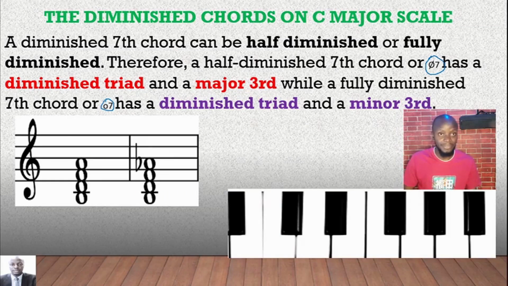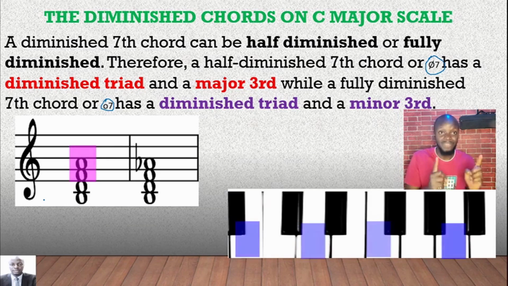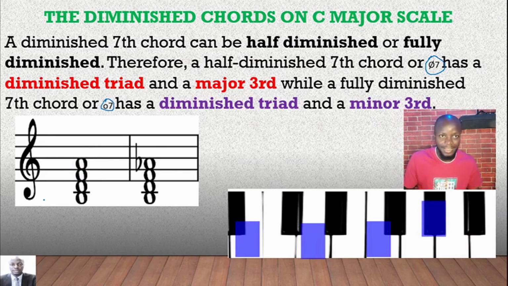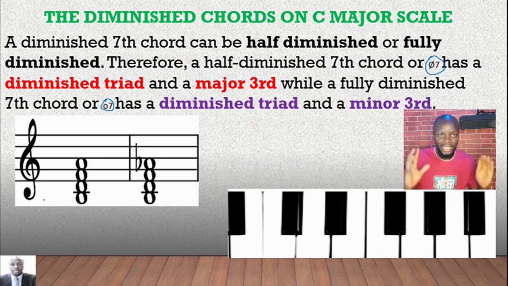In half diminished seventh, from the 5th to the 7th is a major third, but every other interval on this chord has a minor third. So from the root to the third is a minor third, and from the third to the fifth is another minor third. But from the fifth to the seventh is the major third. So that gives you half diminished seventh. But in a fully diminished chord, you have a stack of minor thirds, so every interval that makes up the chord is a minor third. So that's the difference between the two.